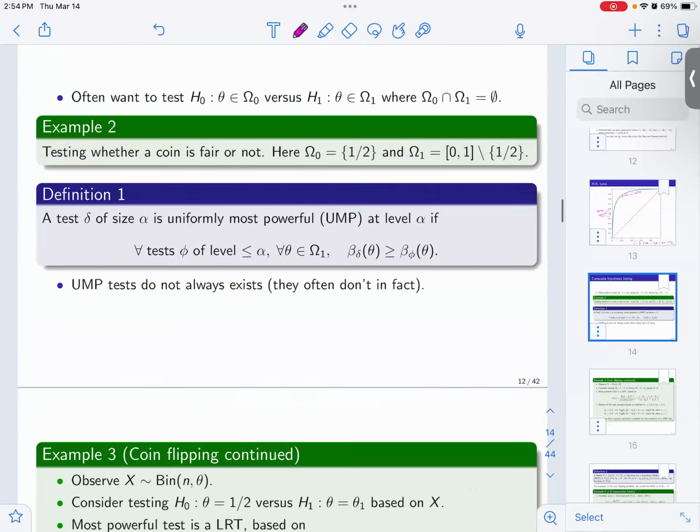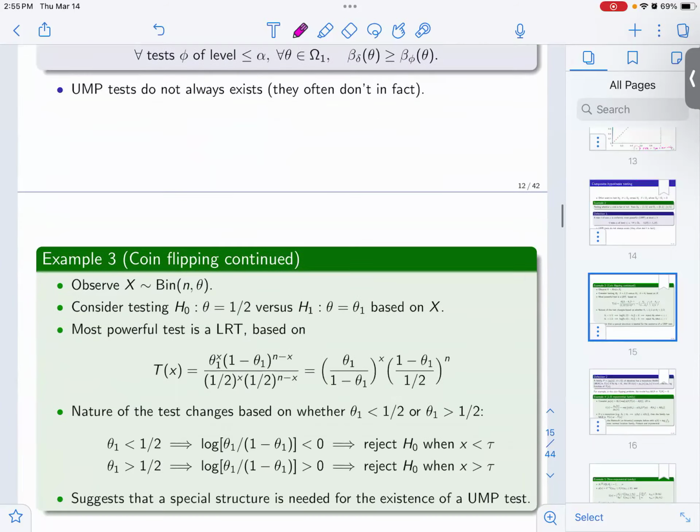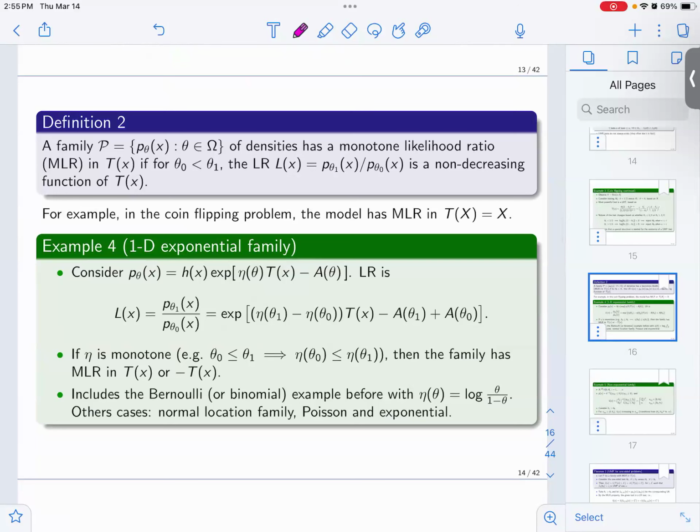This argument that we did can be generalized. The reason why it works is that the likelihood ratio is monotone in X. So whenever theta 1 is bigger than theta naught, L of X being bigger than tau is equivalent to T of X being bigger than some other threshold. This property is called the monotone likelihood ratio property. So this result is basically generalizing that argument that we did. A family of densities has monotone likelihood ratio in a certain statistic T of X.